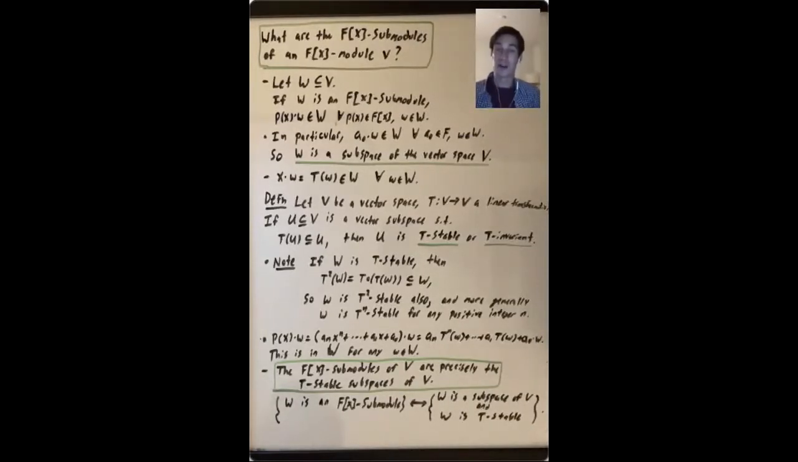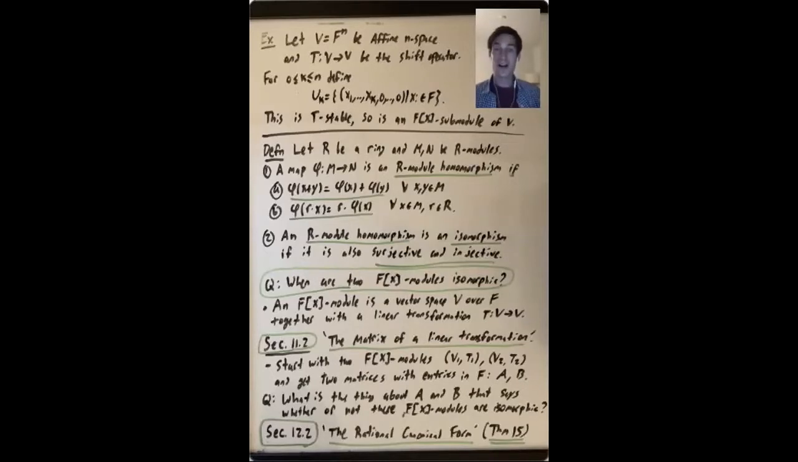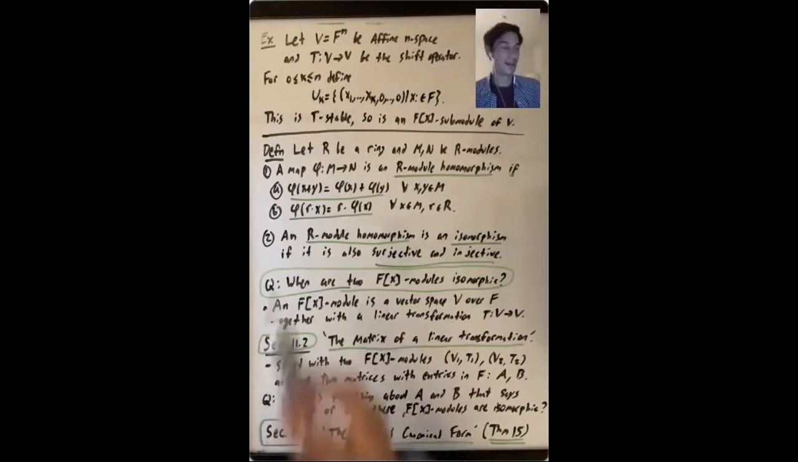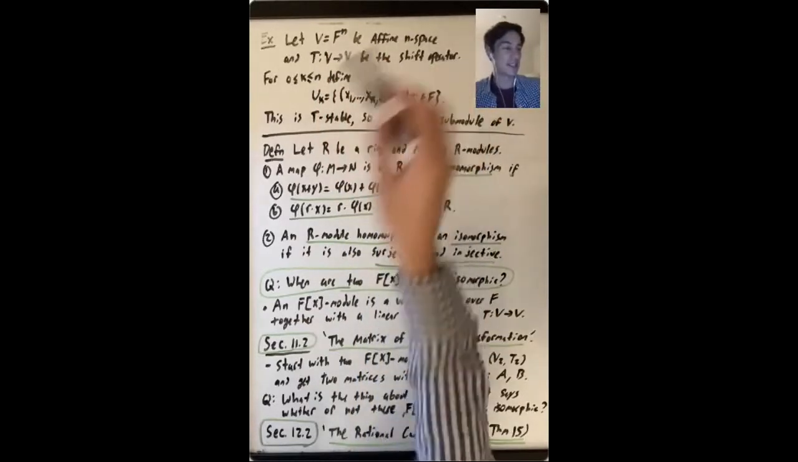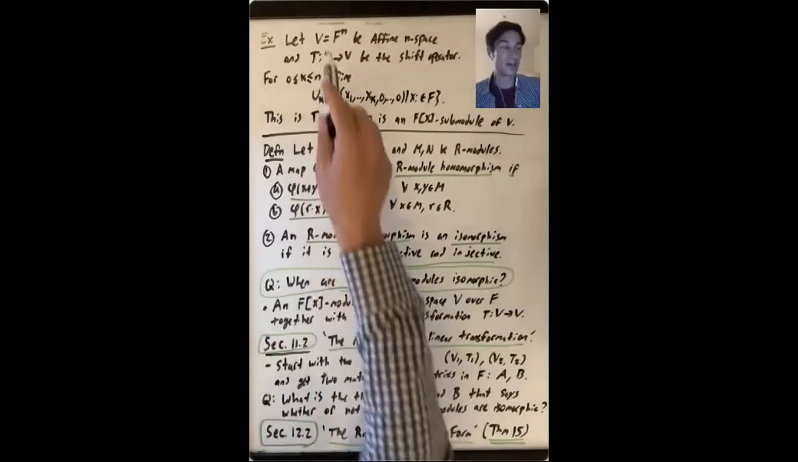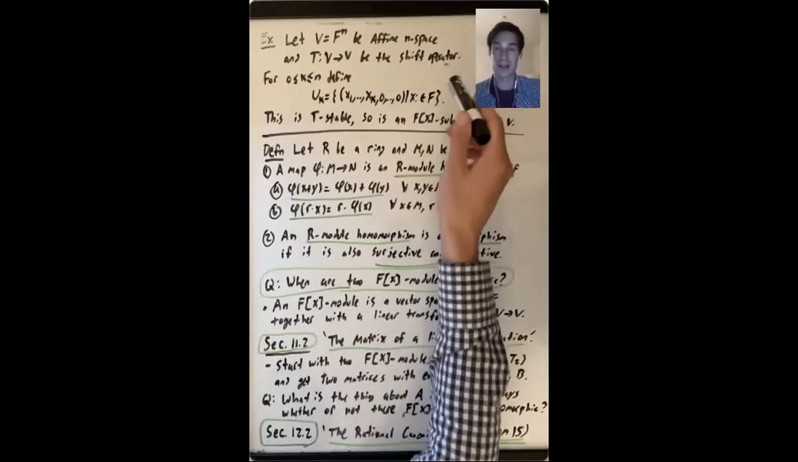and then I'll give you an example that refers back to something that we talked about earlier in this lecture. Let's talk about an example that builds on something we spoke about earlier in this lecture. Let's take our vector space V over F to be F^n, the affine n-space. And let's take our linear transformation to be the shift operator.